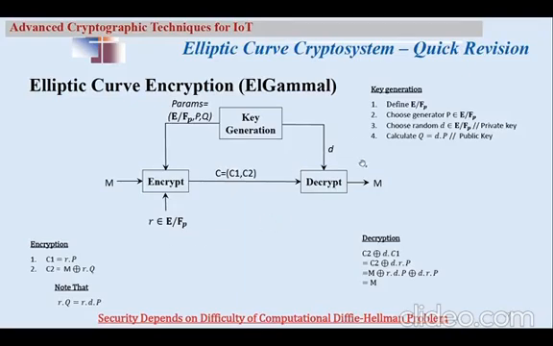Now, how can the intended party decrypt it? The message is actually masked inside C2, masked using r into Q. So if we can retrieve r into Q, we can retrieve m. Now how can we retrieve r into Q? Let us see what r into Q is. r into Q is nothing but r into what is Q? Q is equal to d into P. Now we can say this is equal to d into r into P also. Now you have seen r into P is C1.